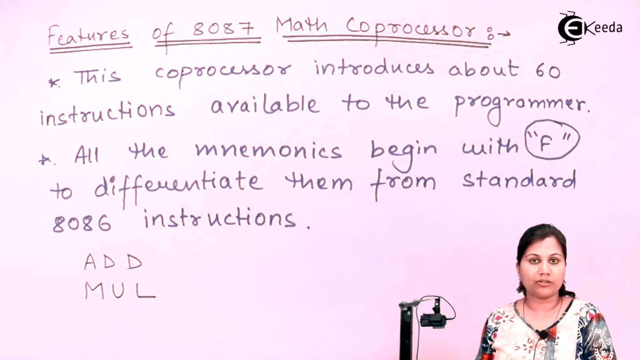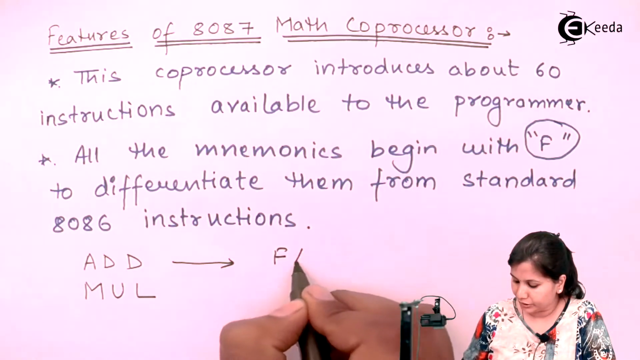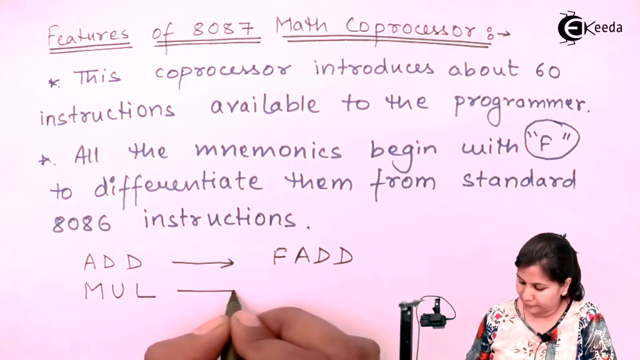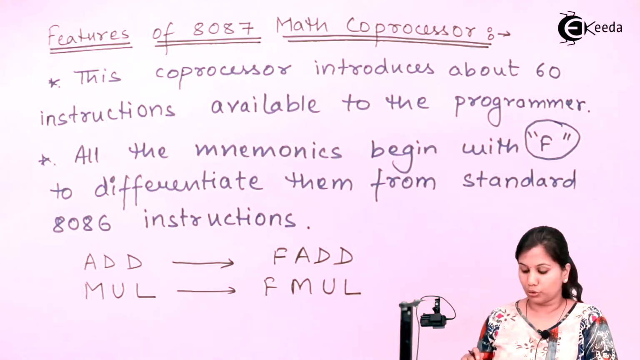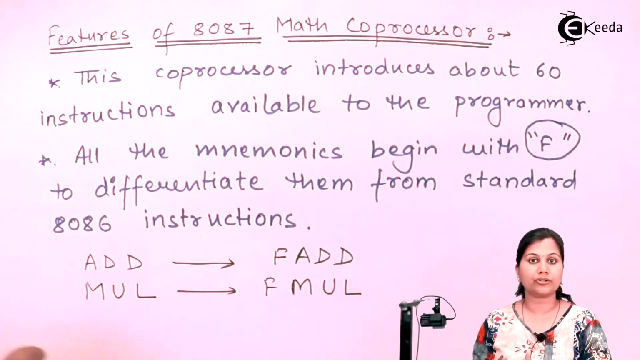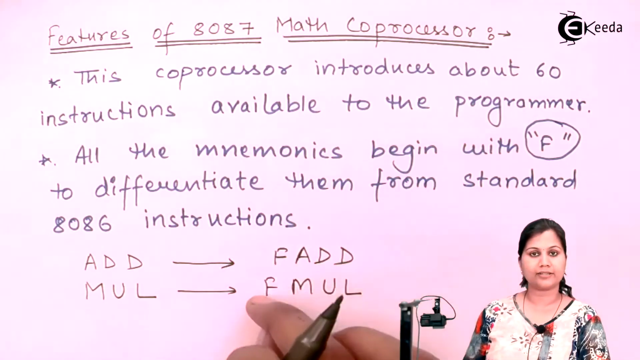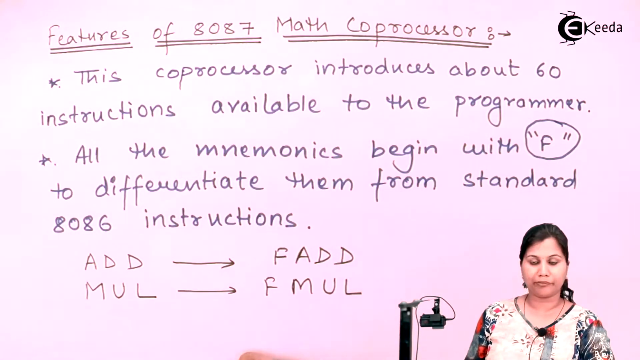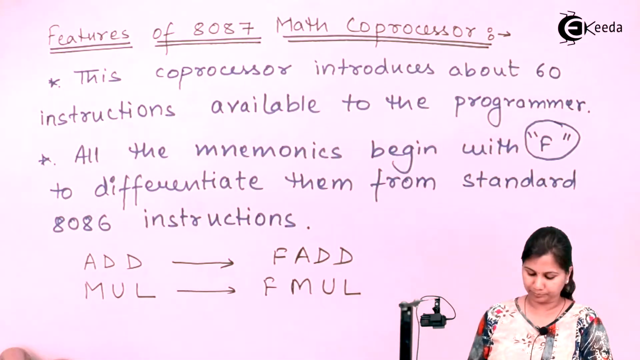Now it will be changed in the coprocessor. F will be added, so FADD, and for multiplication it will be FMUL. So the difference between the instructions of the microprocessor and coprocessor is that coprocessor instructions have the alphabet F as a prefix, whereas in the 8086 we will not have the F alphabet.